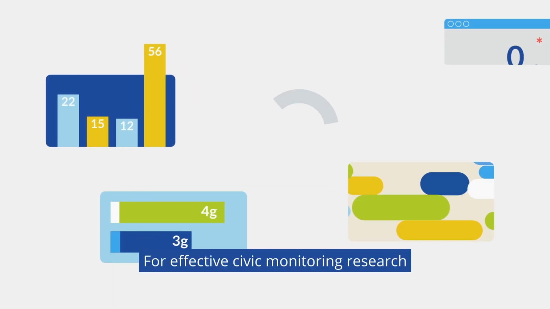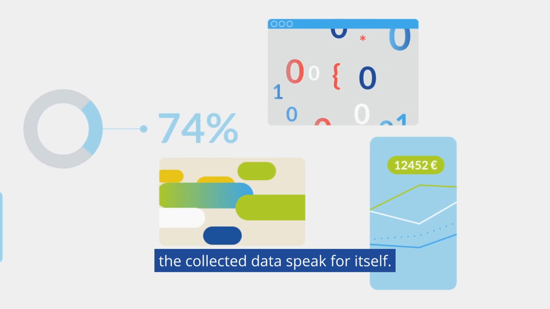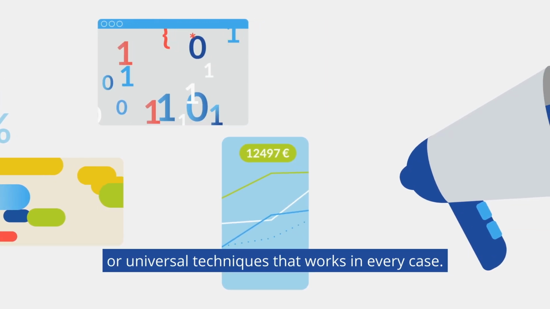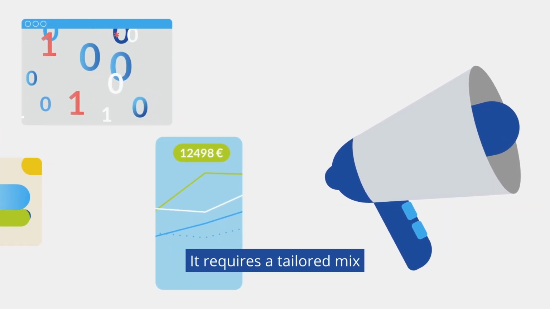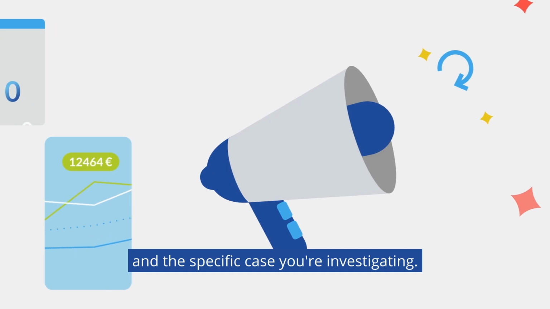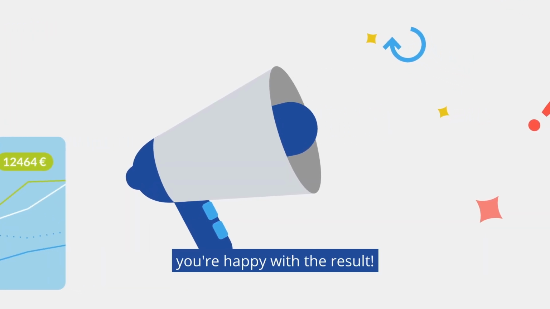For effective civic monitoring research, it's crucial to let the collected data speak for itself. There's no one-size-fits-all recipe or universal technique that works in every case. It requires a tailored mix that suits the context and the specific case you're investigating. If your first attempt doesn't quite hit the mark, keep refining it until you're happy with the result.